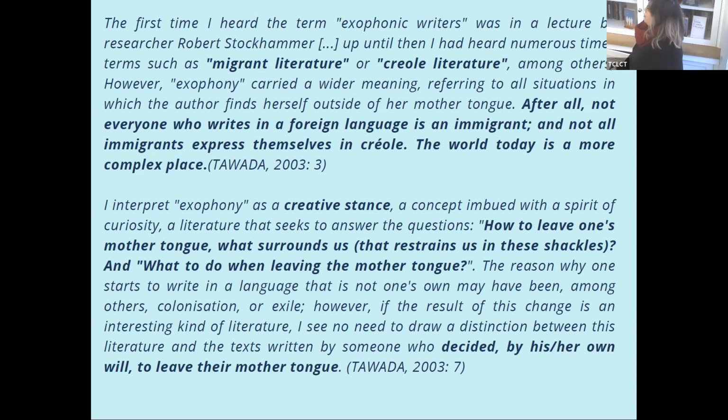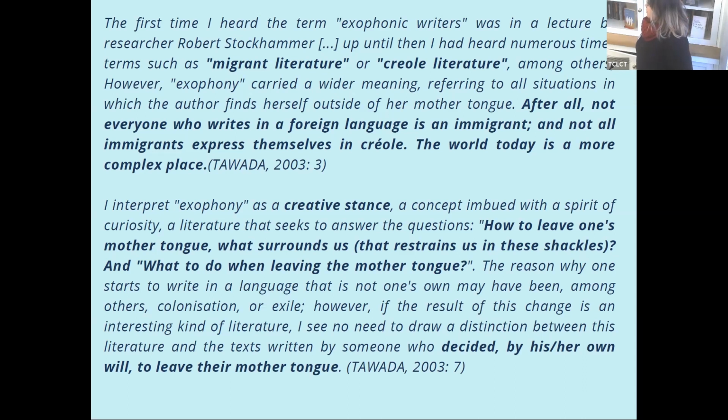So she talks a little bit more about migrant literature, and then she says that not everyone who writes in a foreign language is an immigrant, and not all immigrants express themselves in a Creole. The world today is a more complex place. So the example that Andrea brought of Jhumpa Lahiri is a similar one. She decided to move into Italian. She was not forced into it by a migration situation or something like that. And so that's also the case of Tawada. She came to Germany in her 20s and just decided to learn German and stay.